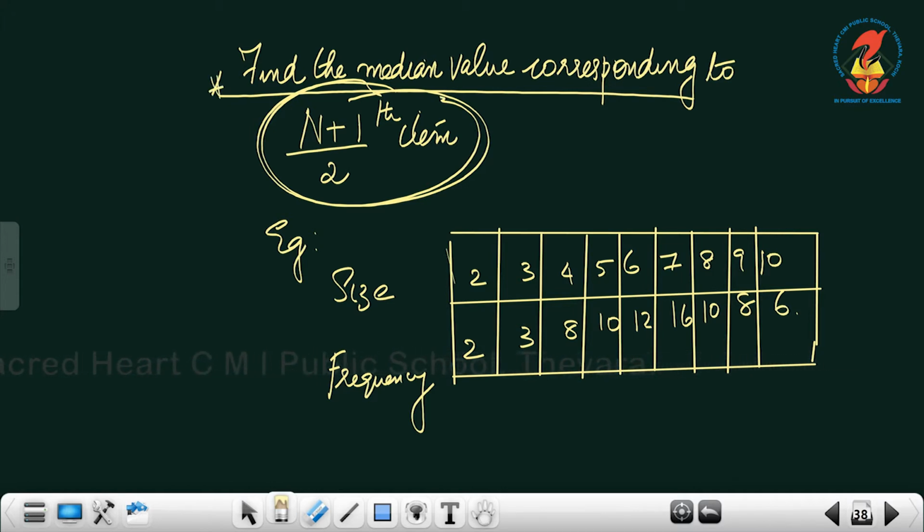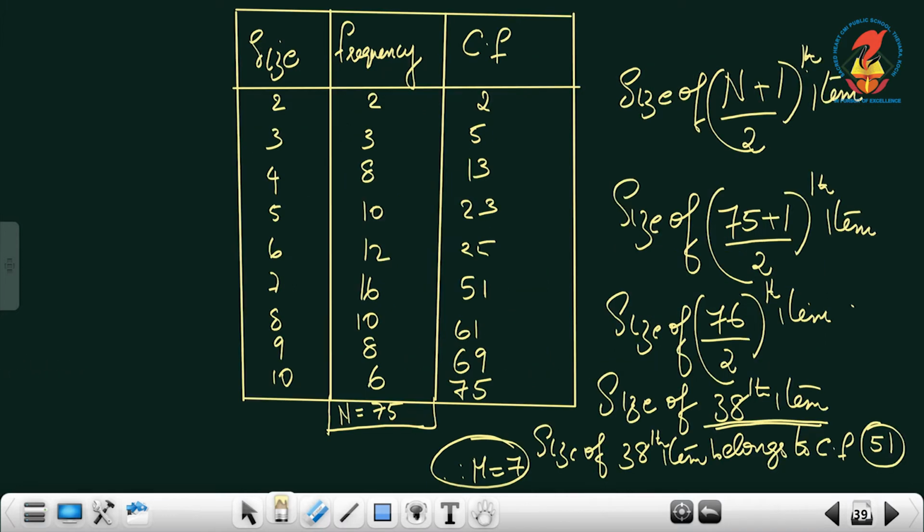This is an example where size and frequency are given. Size is 2, 3, 4, 5, 6, 7, 8, 9, 10. Size means the x value. Frequency is the f value. The f values are 2, 3, 8, 10, 12, 16, 10, 8 and 6. Okay, now I have written it here.